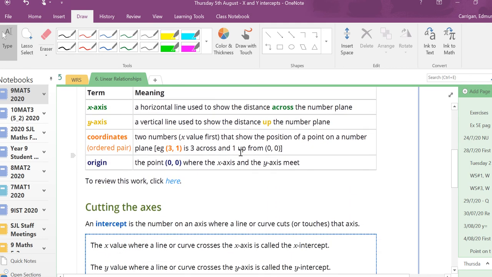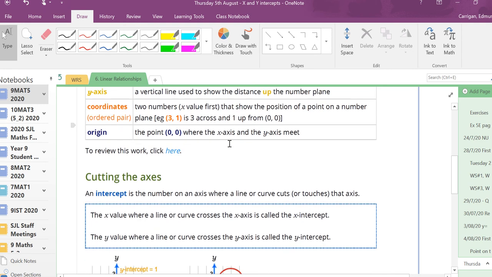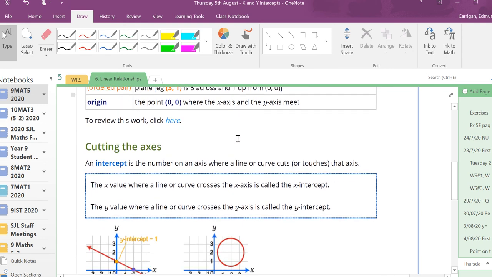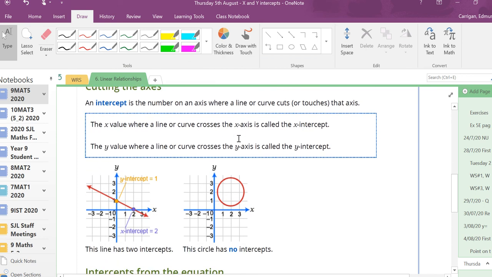The coordinates are two numbers. We put the x value first. It shows the position on the horizontal plane, and then we put the vertical number, which shows the position on the vertical plane, or the y number. The origin is where the axes meet. Okay, so we call the intercept where the line cuts the axis.